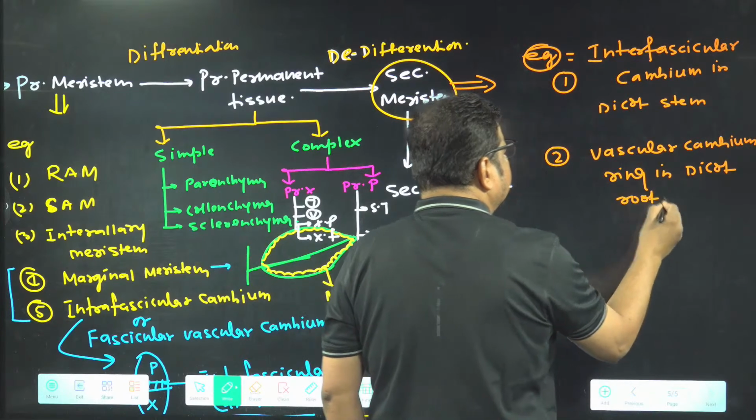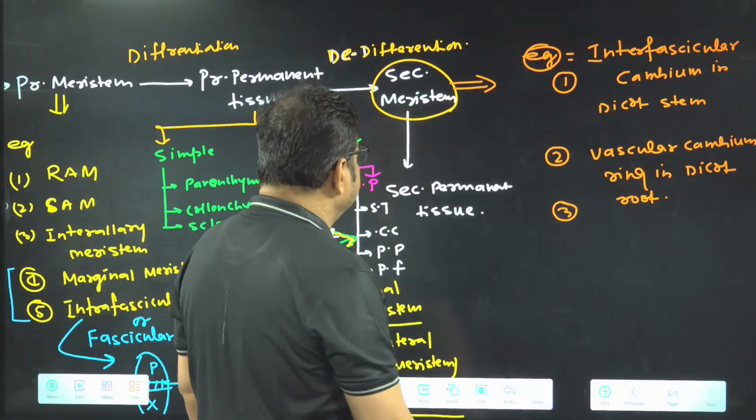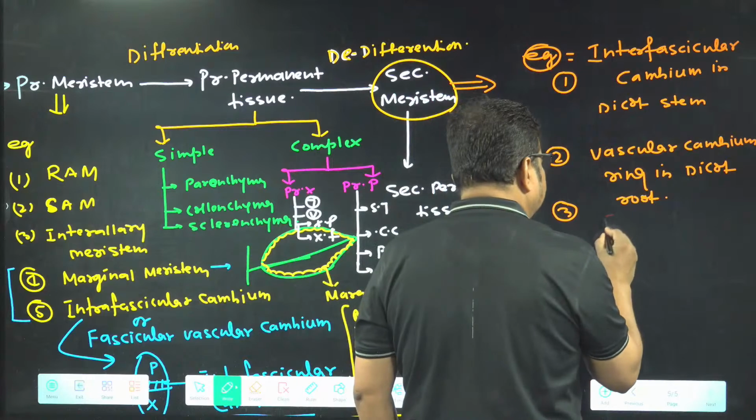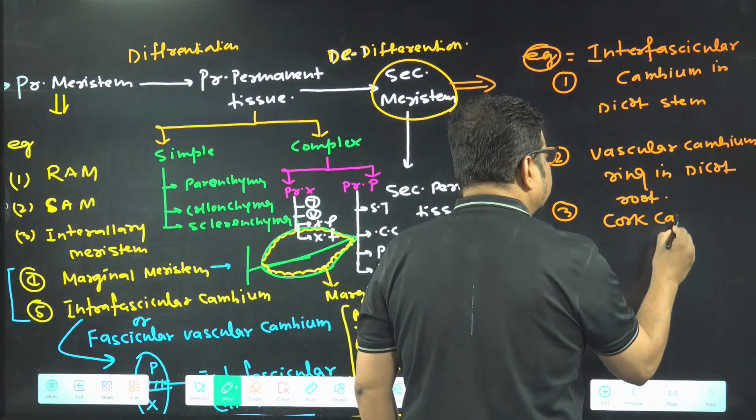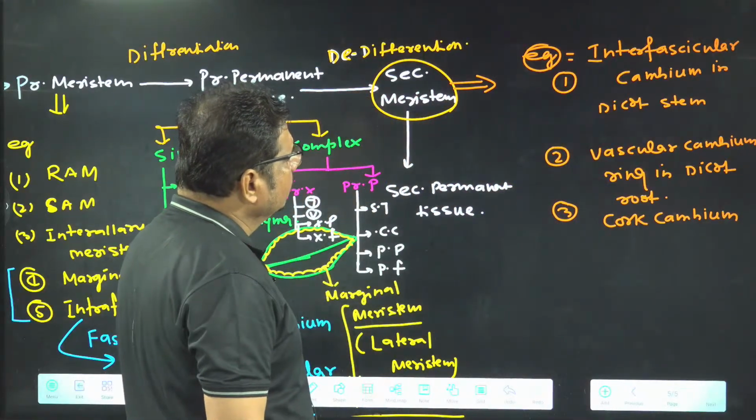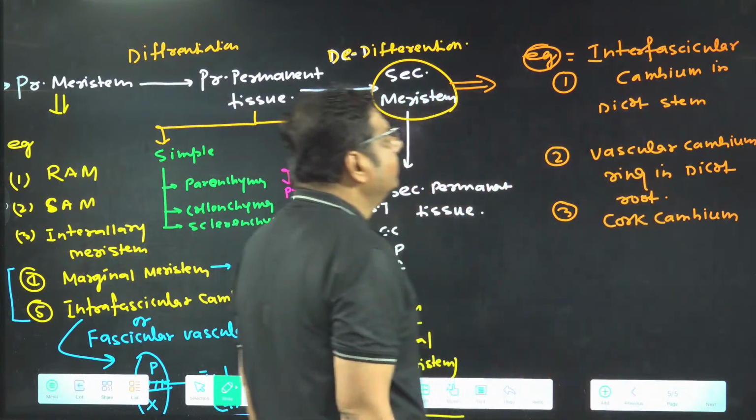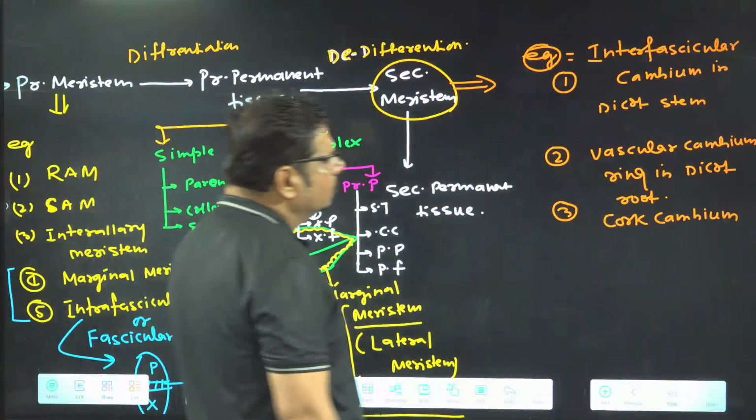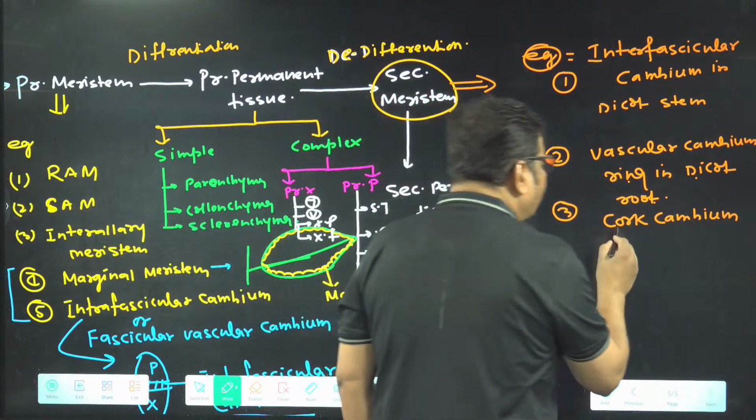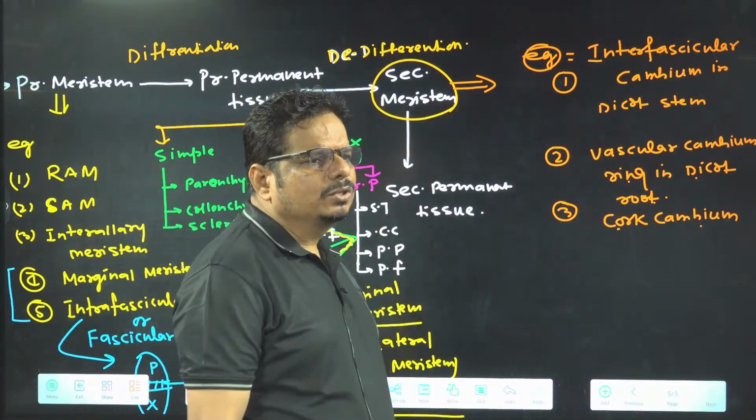Is totally secondary meristem. The third example of secondary meristem I am writing is cork cambium. Getting the idea? So what are the examples of the secondary meristem? Interfascicular cambium in dicot stem, vascular cambium ring in dicot root, and another example is cork cambium. These are the examples of which one?